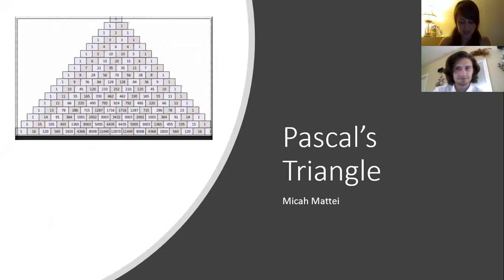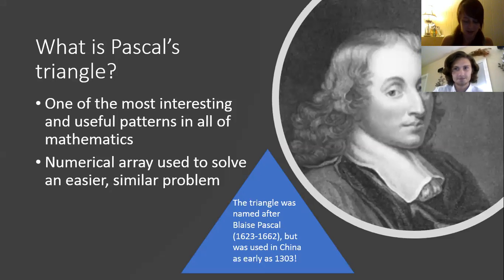Okay, so we're covering Pascal's triangle. And what is Pascal's triangle? It is, as our book states, one of the most interesting and useful patterns in all of mathematics. It is a numerical array used to solve easier, similar problems, and it was named after Blaise Pascal, but the triangle was known in China in 1303, which was way before Pascal was even born. So I don't know why it was named after him.